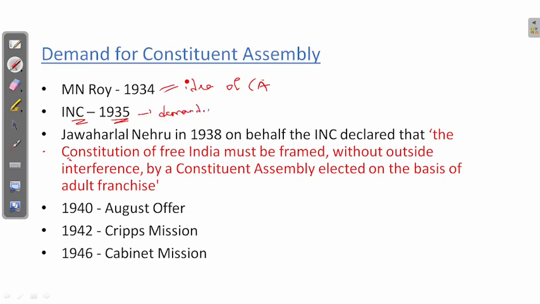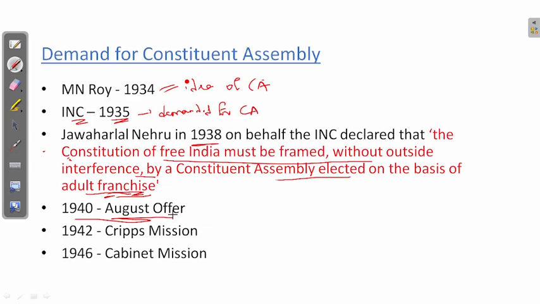Next, in 1938, Jawaharlal Nehru, on behalf of the Indian National Congress, declared that the Constitution of Free India must be framed without outside interference by a Constituent Assembly elected on the basis of adult franchise. Adult franchise is nothing but one person, one vote, like how we vote in the general elections.